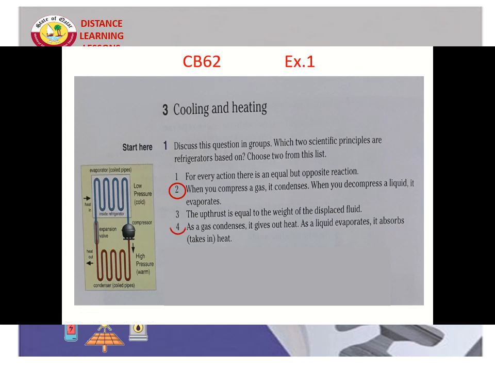And the second principle is, as a gas condenses, it gives out heat. That is, as a gas turns to liquid, it gives out heat. And as liquid evaporates, that is, as liquid turns to gas, it absorbs heat. That is, it takes in heat.